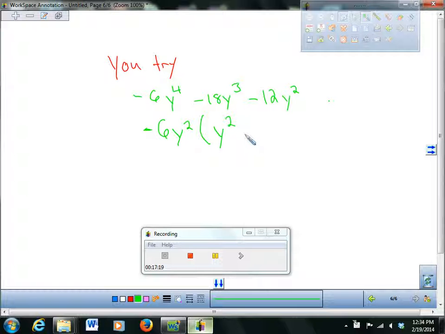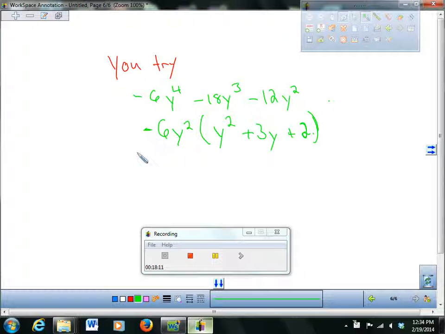Okay? Who can tell me what comes next? Plus 3y, right? Who could tell me what comes next? Plus 2y squared. No, not 2y squared, just plus 2. Because this times this has to make this. It wouldn't be 2y, because 6y squared times 2 makes 12y squared. If I had a y here, that would be cubed, right? Oh, yeah. Okay? So that's how you do that.